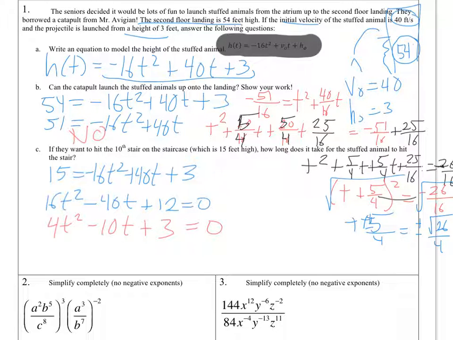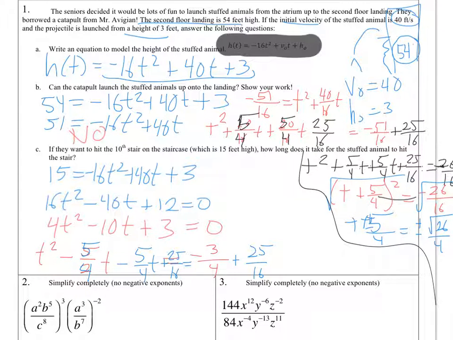I'm going to bring that 3 back to the other side, divide everything by 4. We end up with t squared minus 5 over 2t is equal to negative 3/4. Okay, I'm going to split the 5 over 2 up into minus 5 over 4 and minus 5 over 4, because that's what half of 5 halves is. And I'm going to add to both sides 25 over 16. Hey, that looks kind of familiar. 25 over 16. This one's going to come out much nicer.